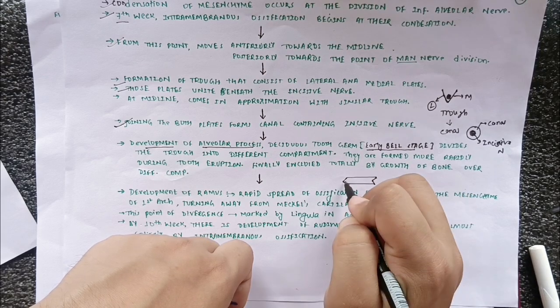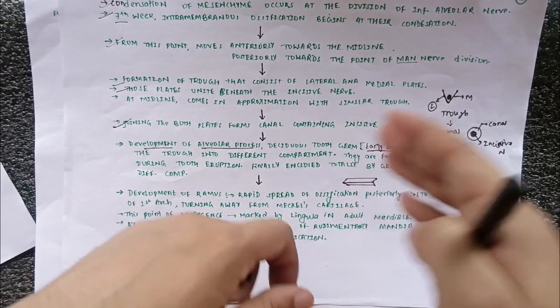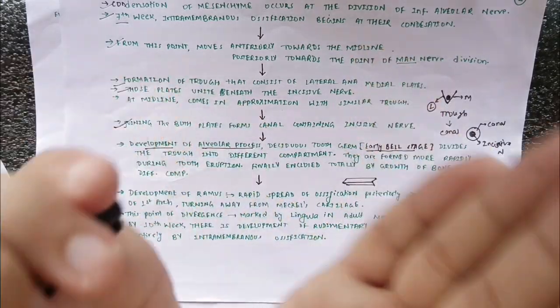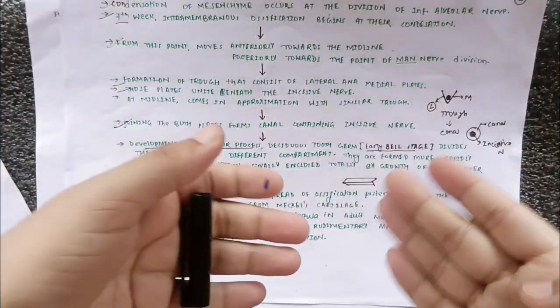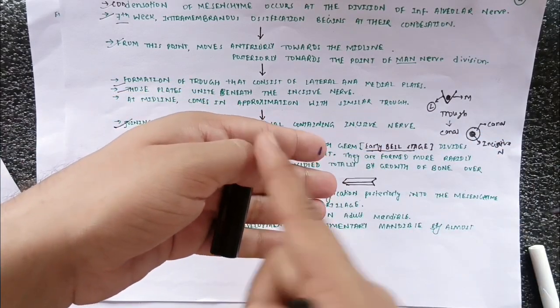Okay, so this is a trough. When we see the trough from its upper portion, it will appear like this. This is a lateral plate and this is a medial plate.